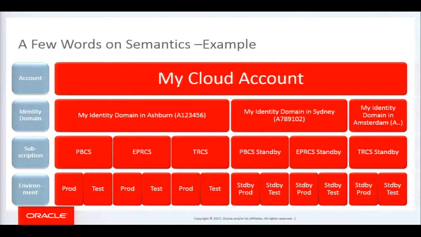On the left-hand side are my production environments. Well, let's just say my primary environments, my production and my test. In the center, you'll see these things called standby, which kind of hints a little bit about disaster recovery, which there's a lot of confusion about. We have a couple of slides we're going to get to on disaster recovery. So I've got my primary subscription in Ashburn. I've got some standby subscriptions in Sydney and some other standbys in Amsterdam.